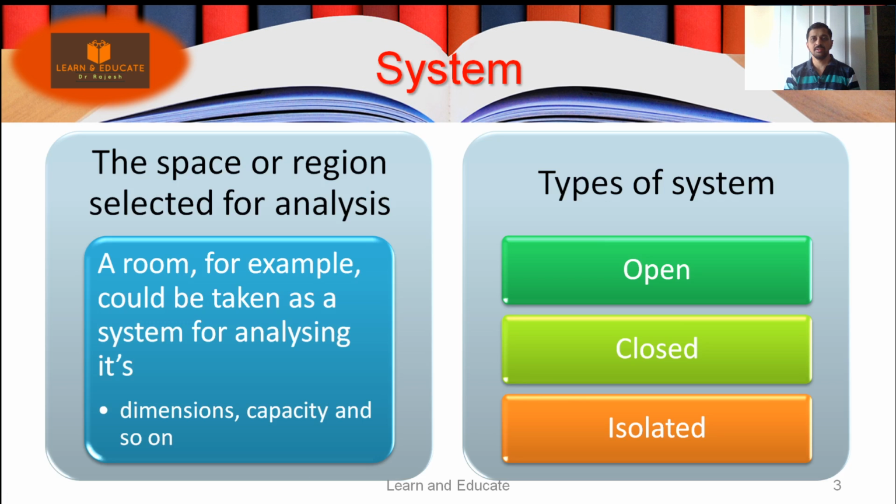So system. Suppose you take the room you are sitting in as a system, right? That could be considered a system if you want to analyze the properties of that room. For example, what is the dimension of the room, length, breadth and height, how many occupants are there, what are the different objects in the room. All these could be analyzed by considering that room as a system, right?